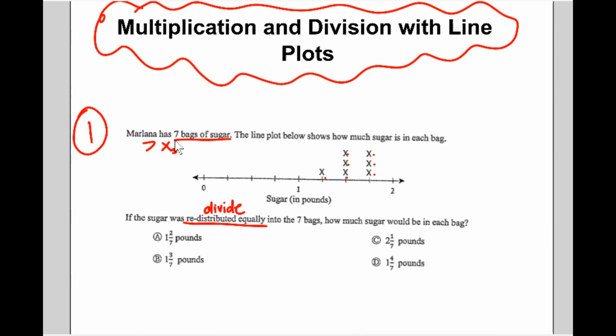So it says if we divide the sugar into the 7 bags, how much sugar would be in each bag? So what that means that we do is we take the amount of sugar in each bag, meaning these lines, so where they're plotted, get the total, and then divide it by the 7 bags. How much would be in each bag? That's basically what we're doing. So let's go ahead and get started. Of course, we need to figure out what these numbers are that we're going to add so that we can actually add them.